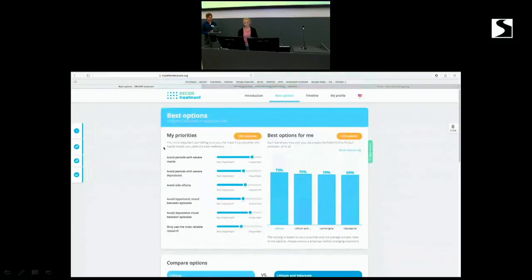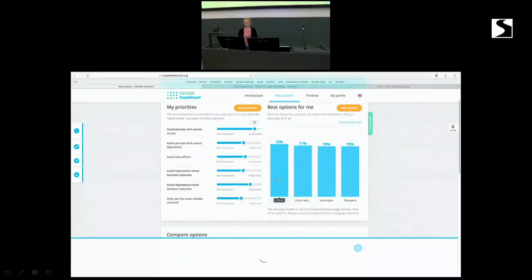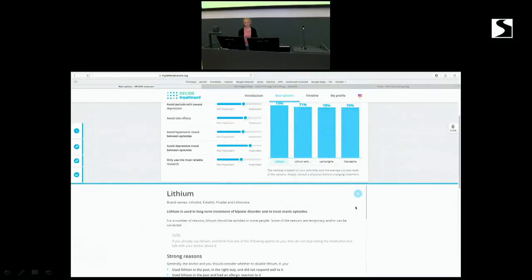So like you probably saw, when I changed this, the treatment options here change as well. So the system, based on multi-criteria decision analysis and utility form, calculates what's the best treatment for this patient based on the newest evidence. This is a network meta-analysis from 2013. And here, of course, it's also calculating what's important for the patient. And here we have the different treatment options, like lithium is one of them.